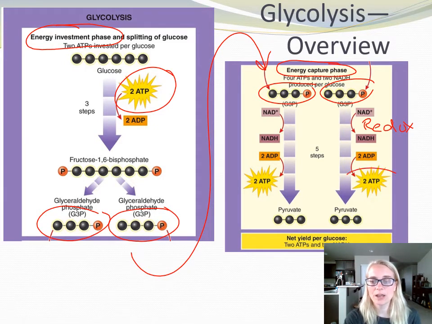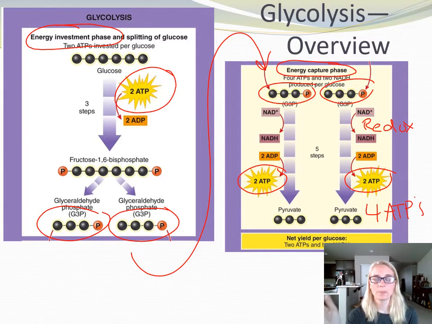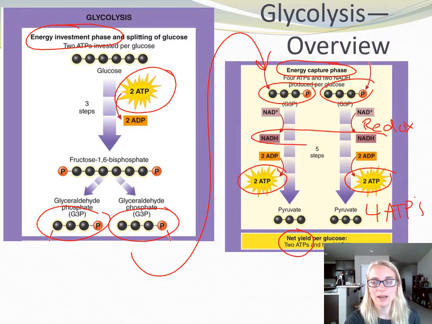And then here's our energy payout. We get 4 ATPs at the end. But if you remember, we burned 2. So usually what we say is a net yield of 2 ATPs per molecule of glucose. But we also get these high energy electron carriers of NADH. We get 2 of those. All right, so this is the overview. Let's go through the details.